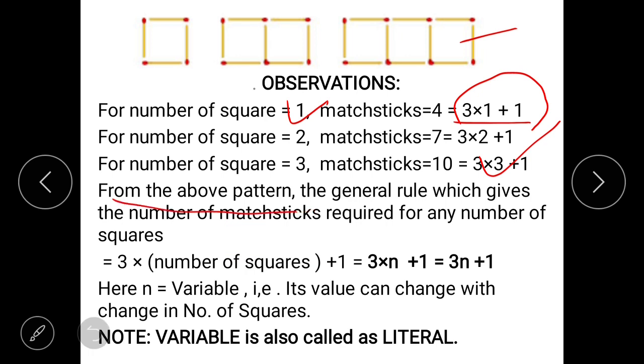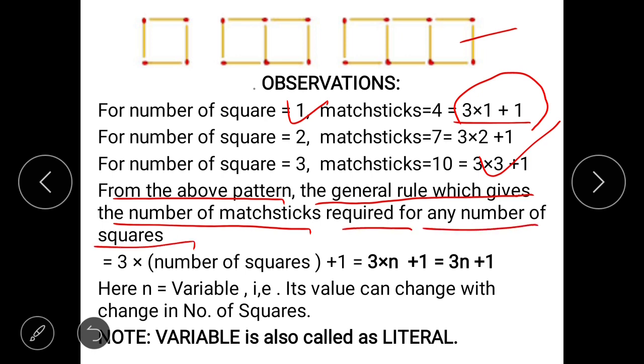From the above pattern, the general rule which gives the number of mastics required for any number of squares is equal to 3 multiplied by the number of squares plus 1, that equals 3n plus 1. So 3n plus 1 here is the general rule.